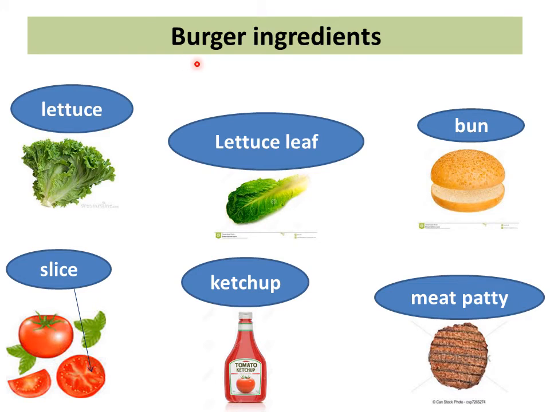Here we have burger ingredients. To make a burger sandwich, what do we need? We need lettuce. It's a complete one here. Lettuce leaf, only one leaf. Lettuce leaf, bun, slice of tomato. This is a complete tomato. Slice of tomato. Ketchup, meat patty.